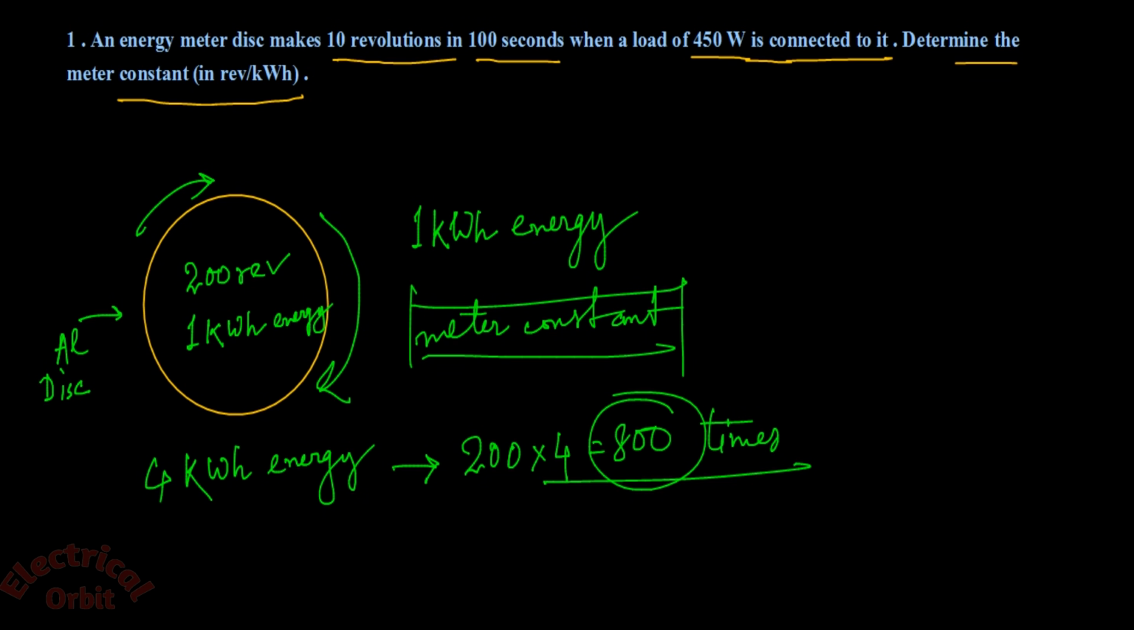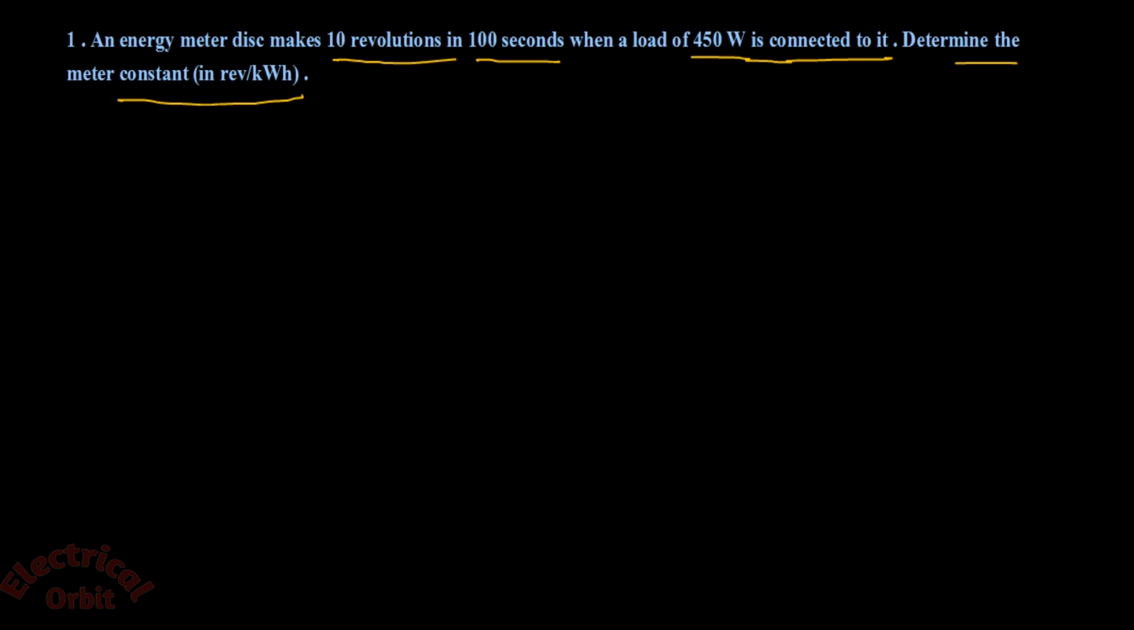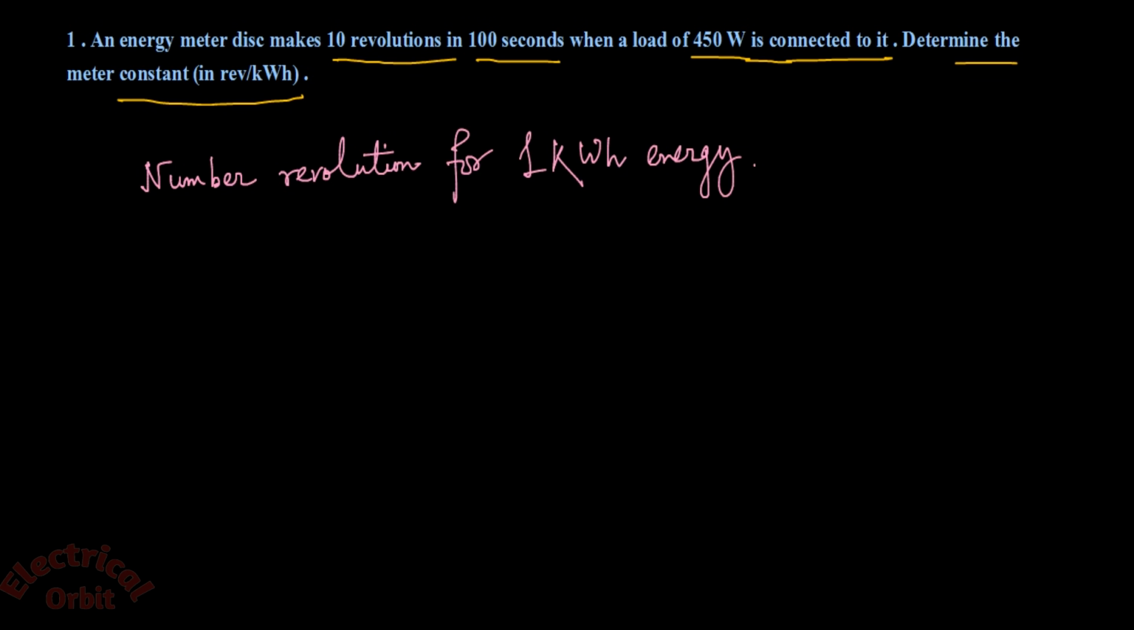The value of this meter constant varies from one meter to another. Clear? Now what is our objective? Our objective is to determine the number of revolutions for 1 kilowatt hour energy. Now in the question, what data has been given? It is wattage, that is 450 watt, and time, that is 100 seconds.